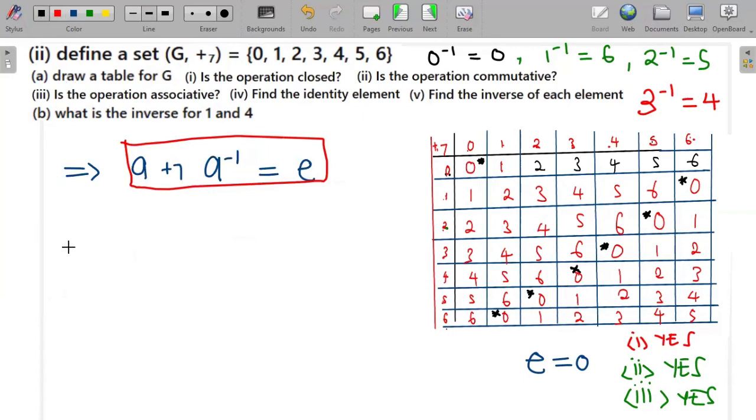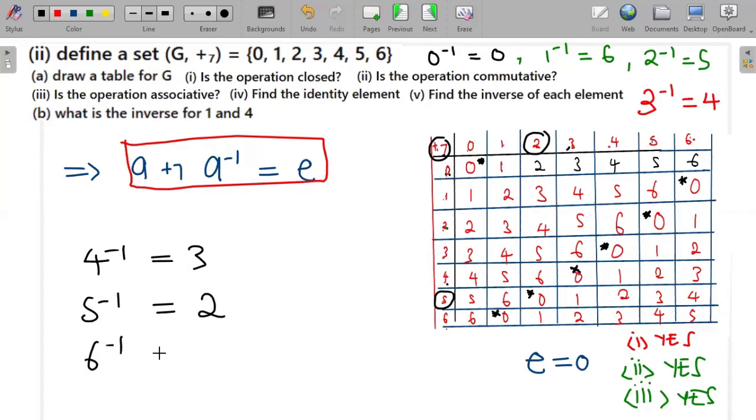So let me just write the other ones. The inverse of 4 now is going to be equal to, okay? So which one gives me a 0 when I combine it with the 4? That's what we are looking for. So 4 modulo 7, 3, it gives me 0. So the inverse of 4 is 3. The inverse of 5. Okay. So 5 is here, modulo 7, 2. Okay. I get 0. So the inverse of 5 is 2.